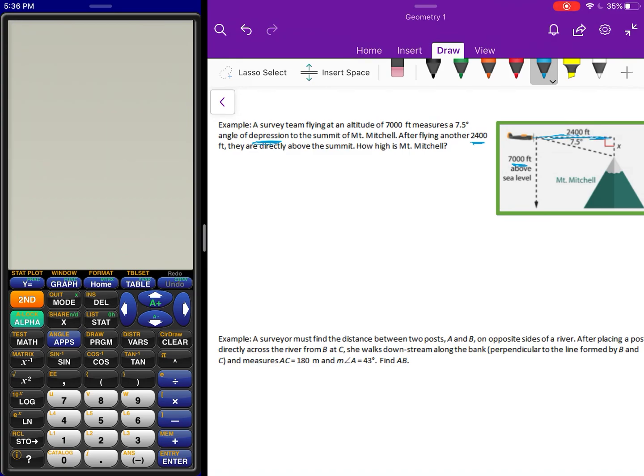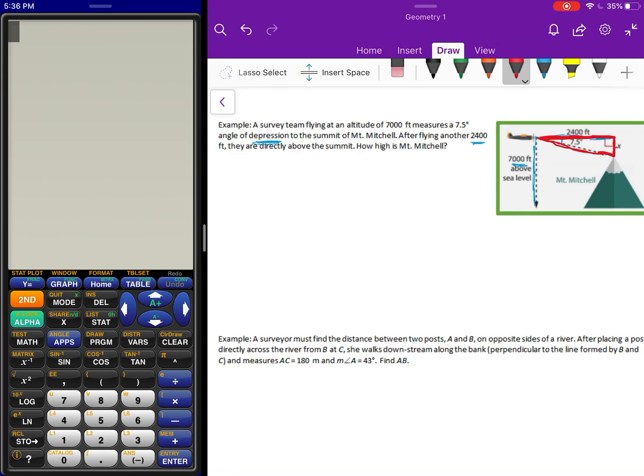So you see they started 2,400 feet away. They're 7,000 feet in the air, and they had this angle of depression that is 7.5. Well, right now we're going to look at this triangle I'm going to outline here in red. So they're above the mountain, which is good. We don't want them to crash into it. So we want to find this value x, and if you think about it, we can figure out how high the mountain is once we get x by taking 7,000 and subtracting x. So let's get to it.